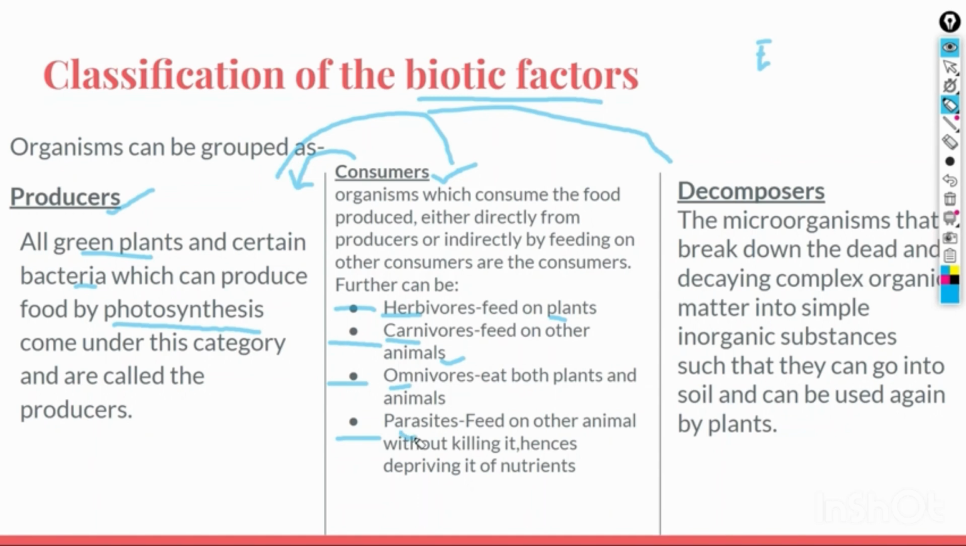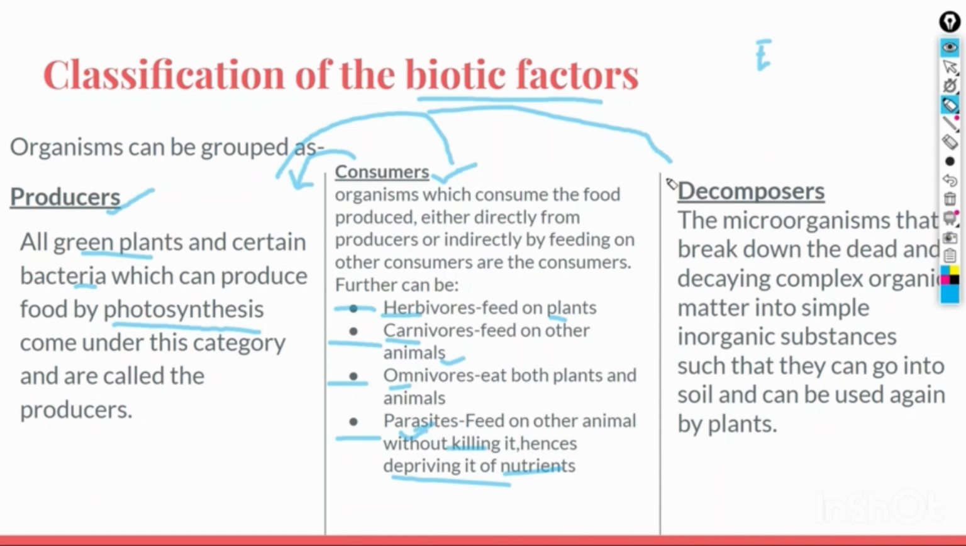And then we have the parasites. Some people may get confused between parasites and carnivores. They are both different. Carnivores feed on other animals, but those other animals are not able to survive. They kill them and then they feed on them. Whereas the parasites feed on other animals without killing them, but they secretly deprive the host animal of its important nutrients. It gets stuck on one animal and then it sucks its nutrients out. So it deprives it of nutrients without even killing it. So this is a parasite.